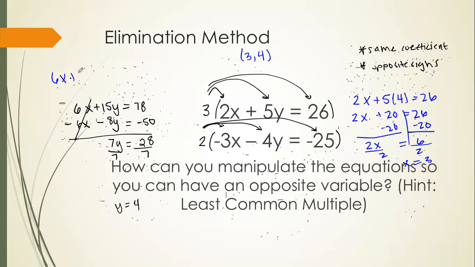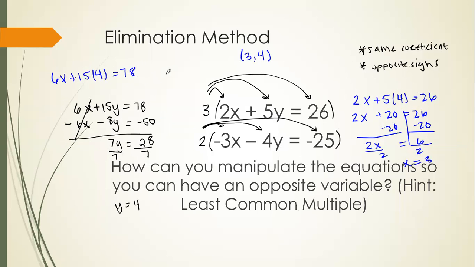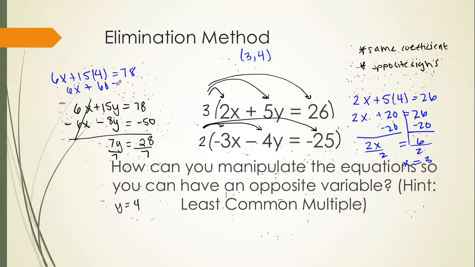So 6x plus 15 times 4 equals 78, like that. So then you got 6x plus, what's 15 times 4? 60. Yeah. 60 equals 78. Subtract 60 from both sides.